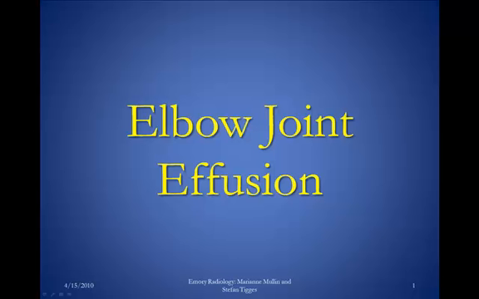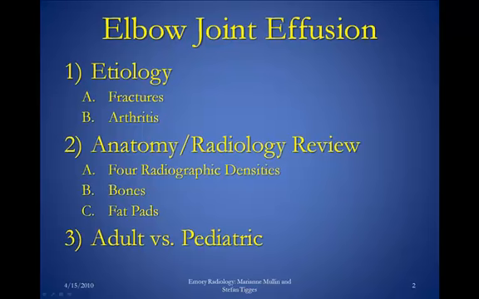Welcome to this presentation on elbow joint effusion. We're going to talk about common etiology of elbow joint effusion, such as fracture, and usually that's in the patient population that falls on the outstretched hand, or the FOOSH mechanism of injury. You can also have other etiologies such as arthritis, and we'll talk about those very briefly.